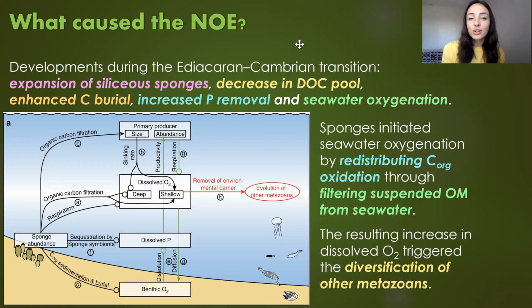Some important developments that occurred during the Ediacaran-Cambrian transition include expansion of siliceous sponges, decrease in dissolved organic carbon pool in the ocean and therefore enhanced carbon burial, and increased phosphorus removal and seawater oxygenation. So there are a group of scientists that think that this was all thanks to sponges, or at least in large part thanks to sponges. And this is because sponges initiated seawater oxygenation by redistributing organic carbon oxidation through filtering suspended organic matter from seawater. This resulted in an increase in dissolved oxygen, triggering the evolution and diversification of other metazoans.